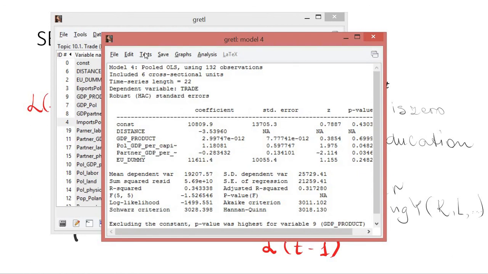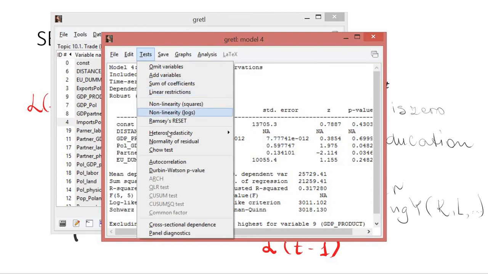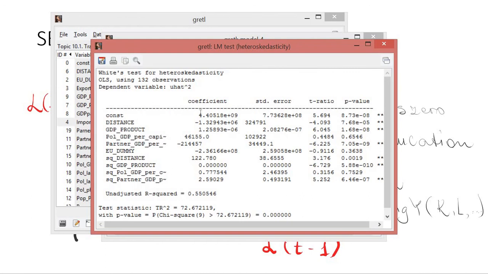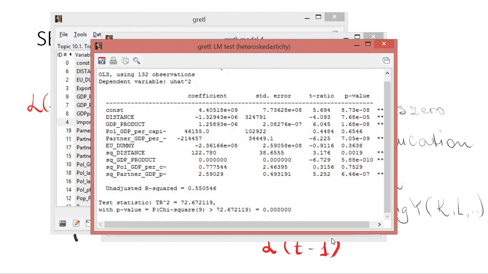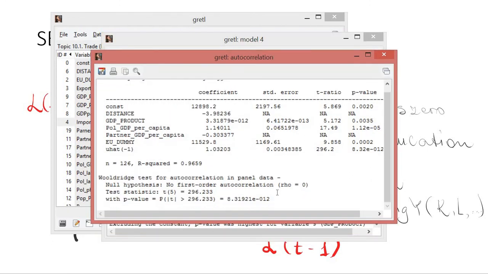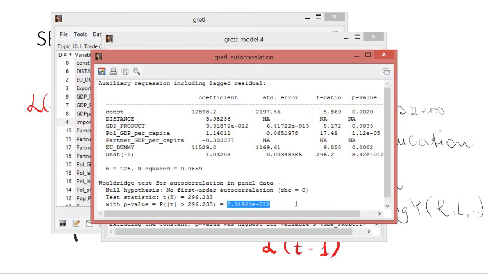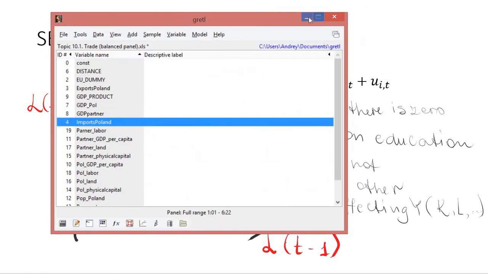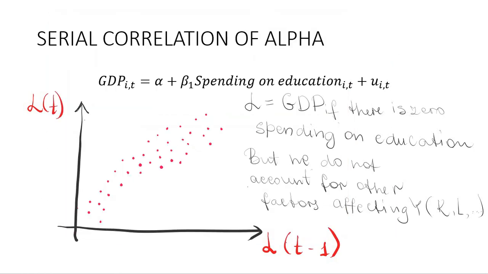I'm almost sure that we will deal with heteroscedasticity and autocorrelation problems. White's test for heteroscedasticity says that we shall reject the null hypothesis about constant variance of the error term, and the autocorrelation test also indicates the presence of first-order autocorrelation. So this is just an illustration of why the OLS model is not the best option for panel dataset estimation.